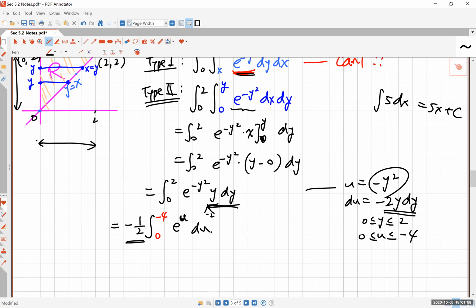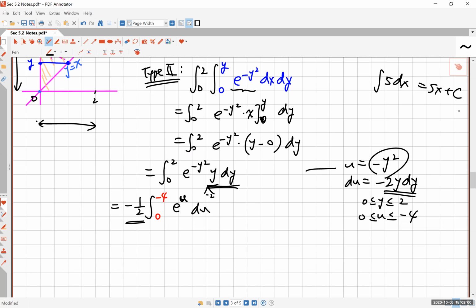I hope you know how this conversion works when you do u substitution. So you divide. So see, the thing is, all I have here, this is the Disney explanation, is y dy. I wish I had -2y dy. So when you wish for something to be there, when you wish upon the stars, sometimes you get to see that, right? What do I mean by this?